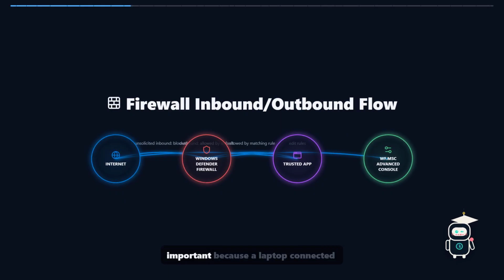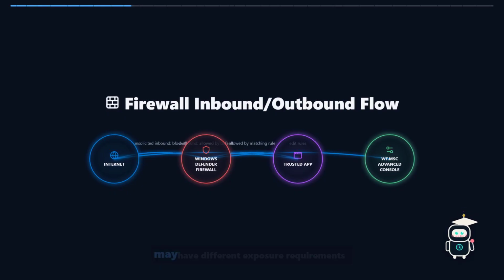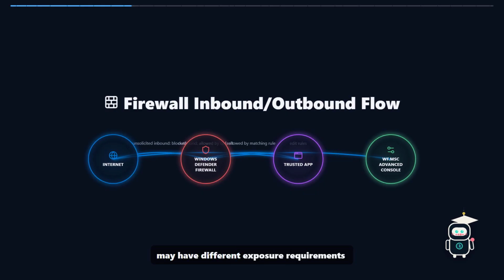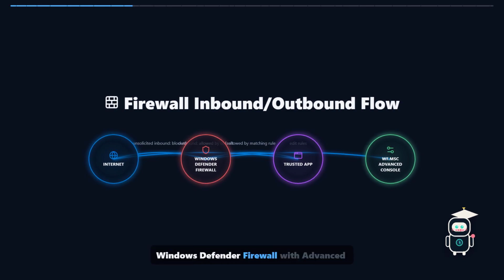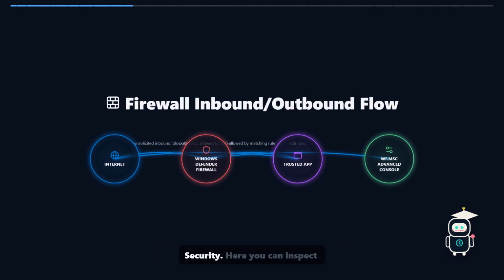That's important because a laptop connected to an organization's managed network may have different exposure requirements than the same laptop connected to public Wi-Fi. Now open Windows Defender Firewall with Advanced Security. Here you can inspect inbound rules and outbound rules in much more detail than the basic Windows security tile.